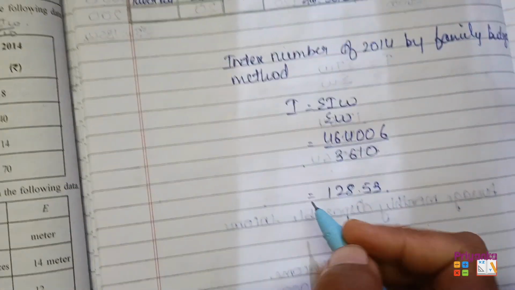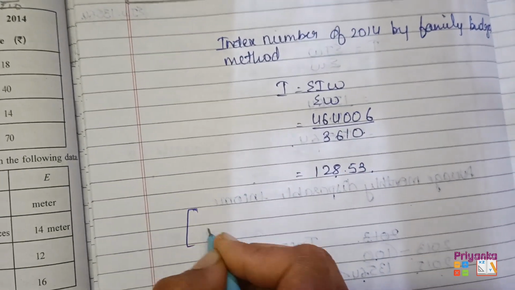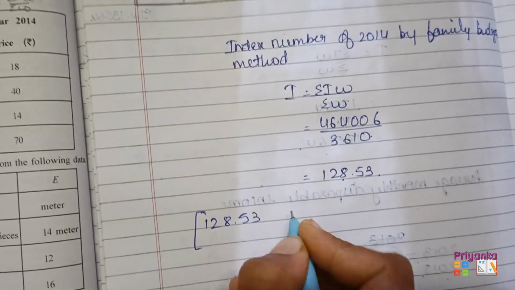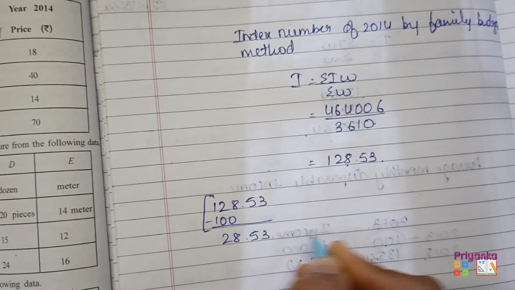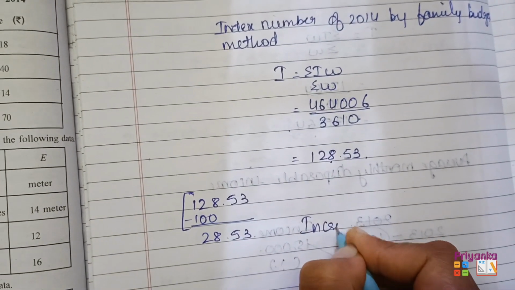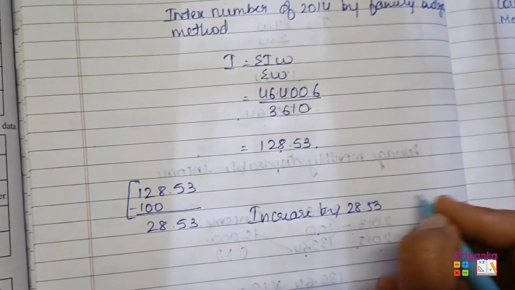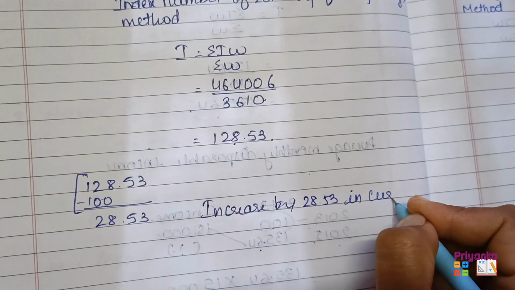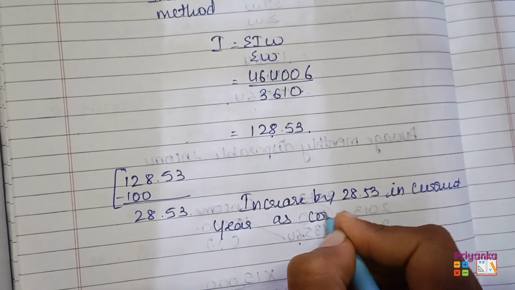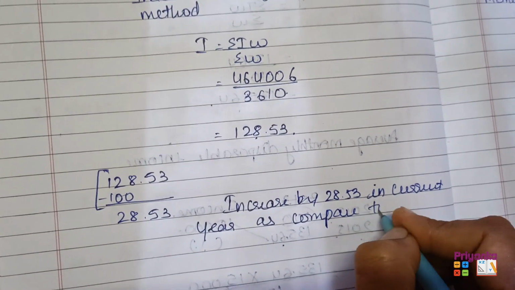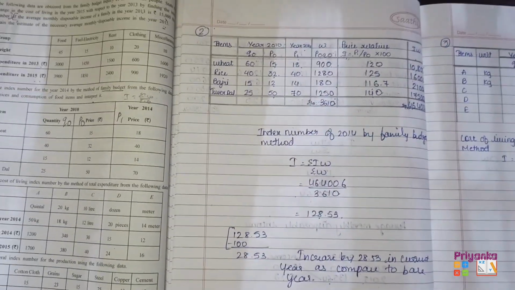If we interpret, we subtract. I'll just show you: 128.53 minus 100. Here we can see there is an increase by 28.53 in the current year as compared to the base year. That's it for the second question.